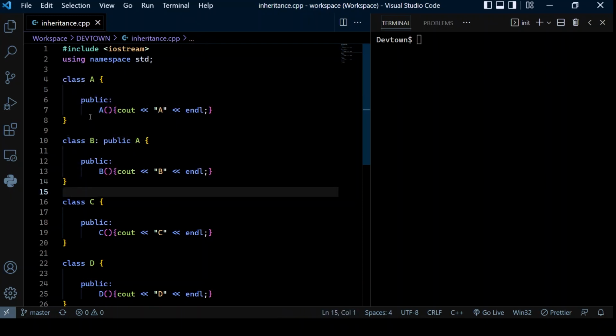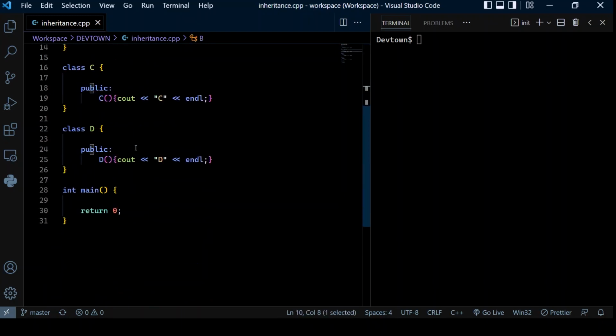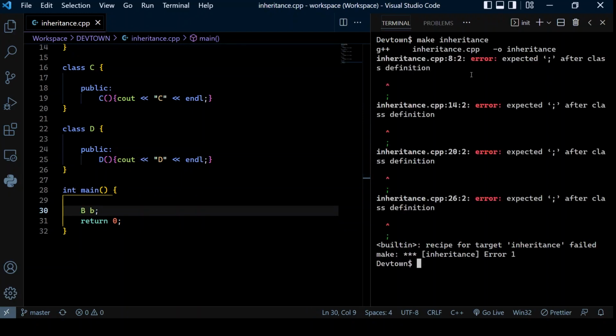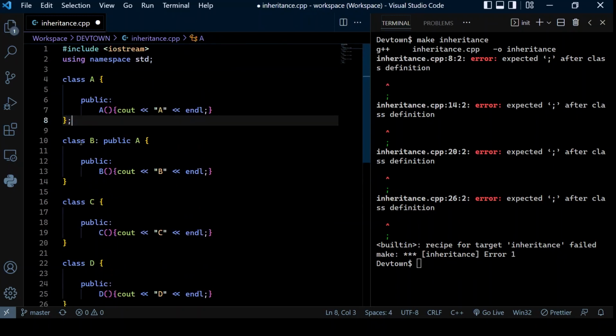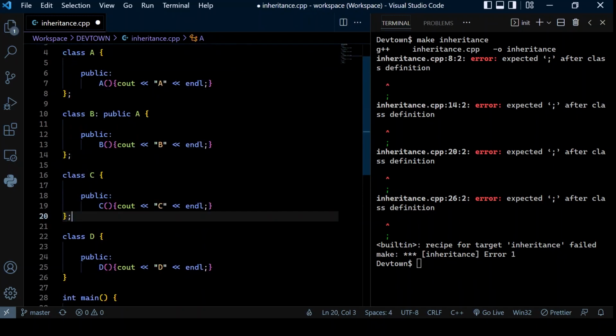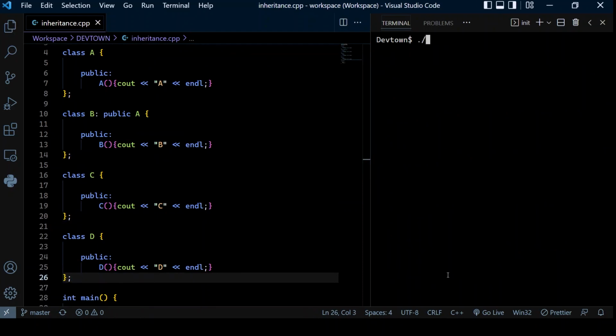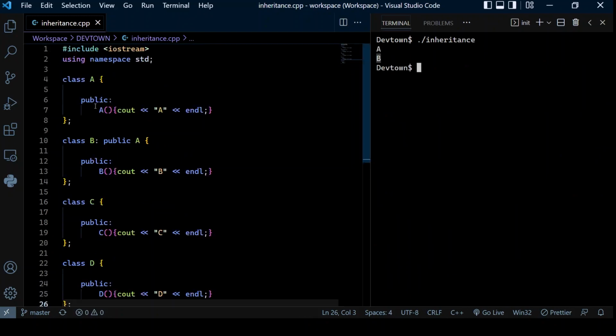Now let's see the order in which the constructors are called when I create an object of class B, which is a derived class. Oh, okay, I forgot the semicolon at the end of each class. Right. So we get A and B, which means the constructor of the base class is called first, followed by the constructor of the derived class.